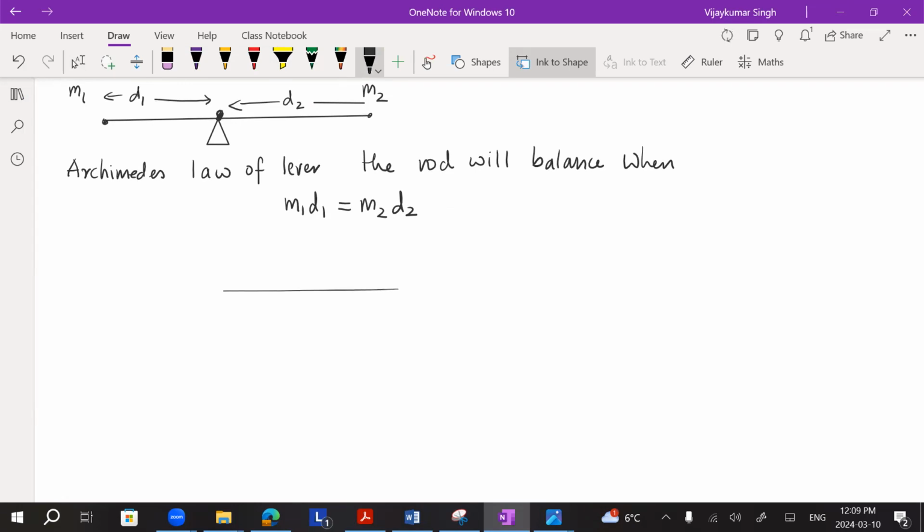So let's have, again, a fulcrum here. There is a mass m1 at a distance x1. Let's call this point x bar. And at x2, we have a mass m2. Again, we are trying to see when it balances. So this distance is going to be d1, and this distance is d2.